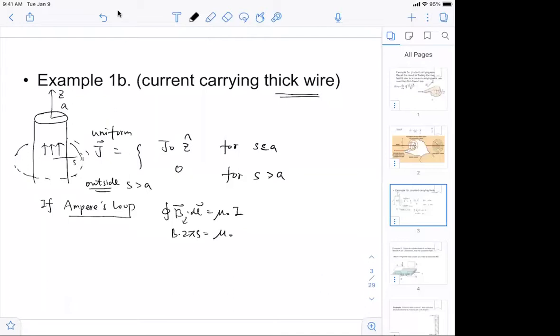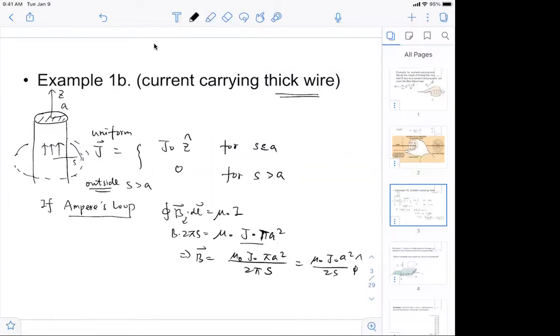What is the current? You are enclosing all the current. So current is J times what quantity? How do we get the current? Current is density times area, very good. So the cross section of the area is pi a squared. Okay, so you can find B is mu naught J naught pi a squared over 2 pi s, which is mu naught J naught a squared over 2s, and it's in the phi hat direction.